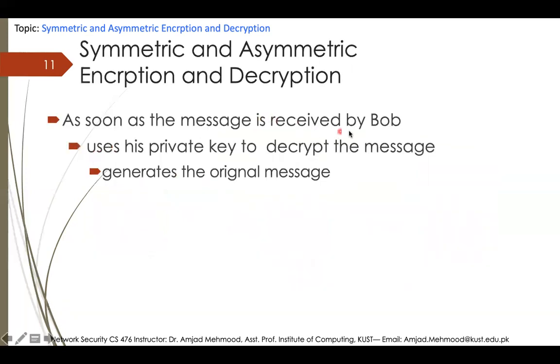As we discussed, Alice encrypts the message with the public key, which is known to all. After encryption, she sends the message over the network. As soon as the message is received by Bob, he uses his private key to decrypt the message and generate the original text back, as I mentioned.